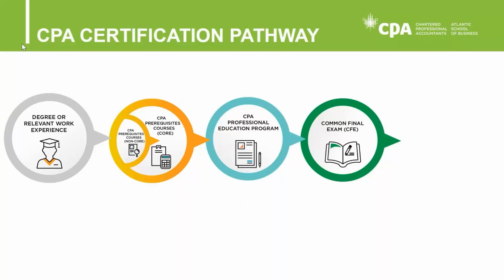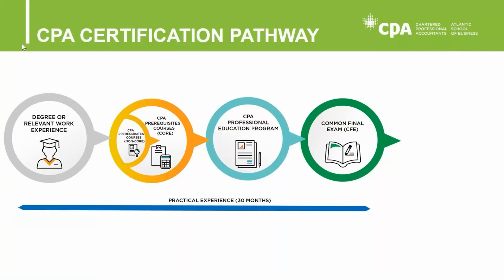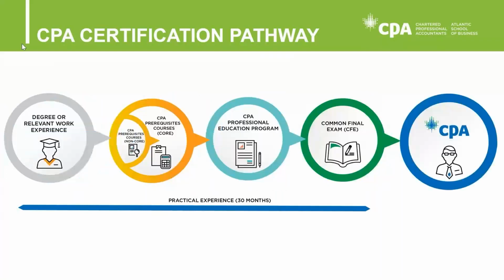After you've completed the 6 modules, you will then write the 3-day common final examination. We do also require 30 months of practical work experience for your CPA designation. We focus on 6 competency areas that you would have to report on in order to obtain your total practical work experience. And once you have completed your 30 months of total work experience, you are now an official CPA.